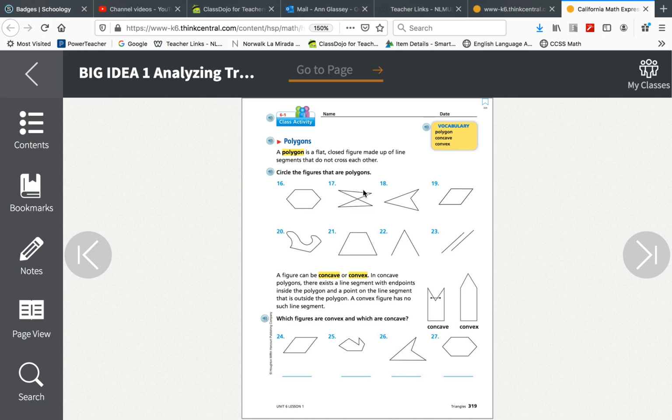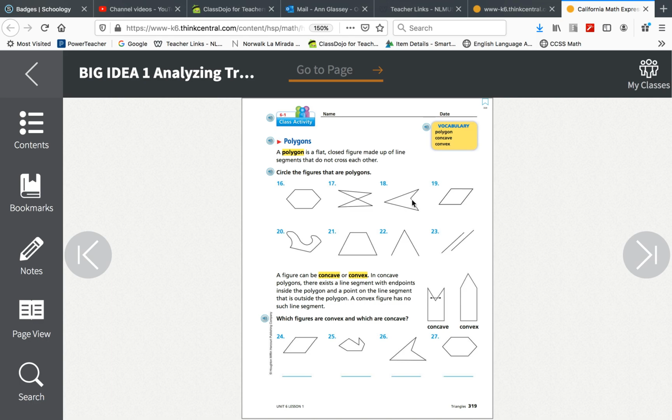So here we have a line segment, but look at this line segment here. It crosses over another line segment, and a polygon has segments that do not cross each other. So is this a polygon? A polygon has more than two sides. There is no such thing as a closed two-sided figure anyway.